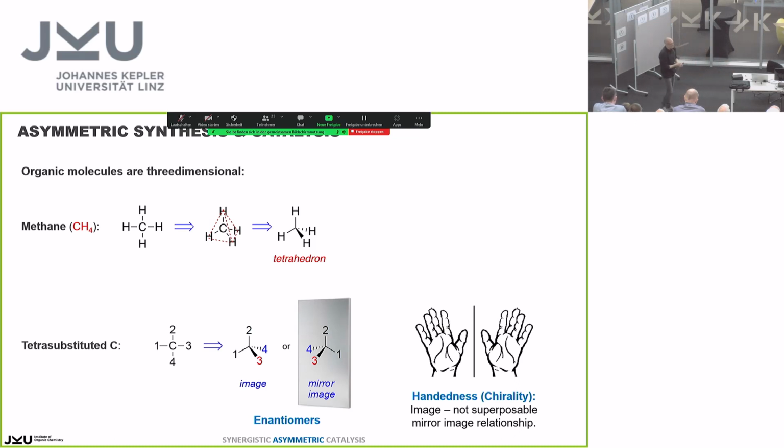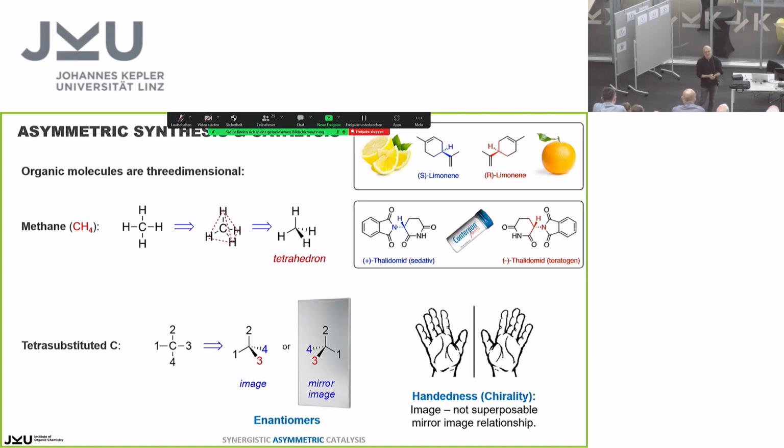But what is important for you is that these 2 molecules, image and mirror image, which we chemists call enantiomers, have different chemical properties, or can have different chemical properties. I've shown you 2 examples here. On the one hand, we have limonene. Limonene has this so-called stereogenic center, that's the carbon with 4 different substituents. There are 2 arrangements in space, the image and the mirror image.